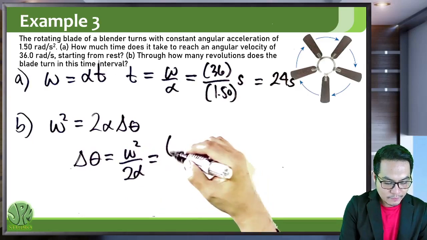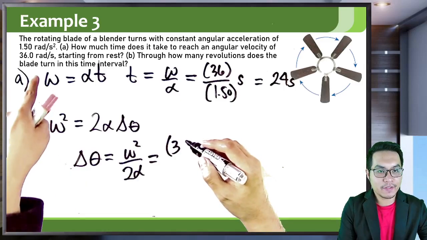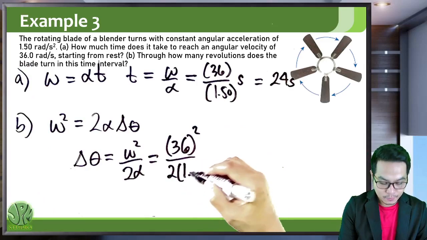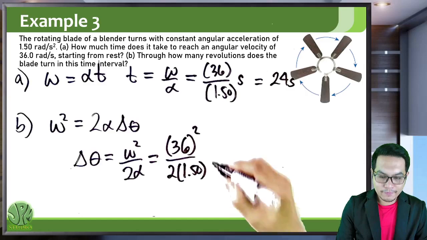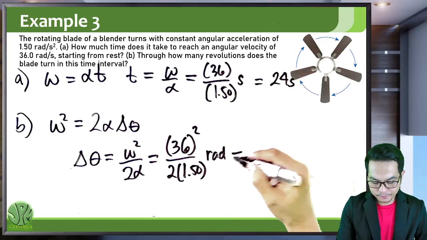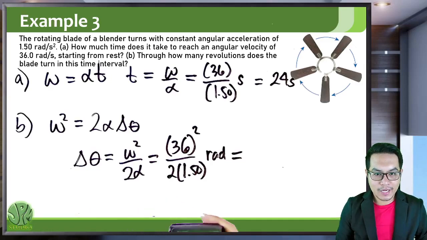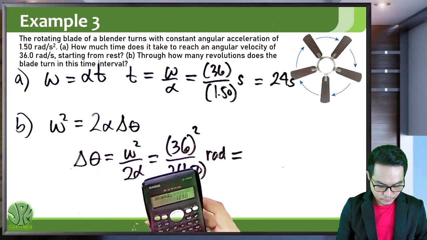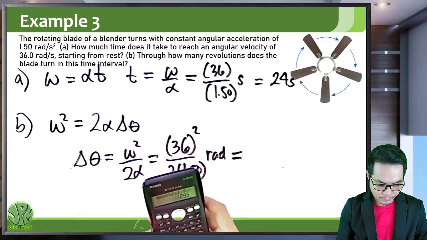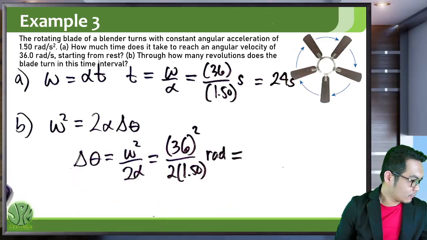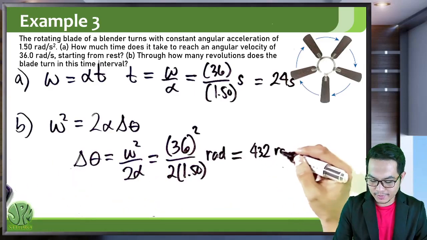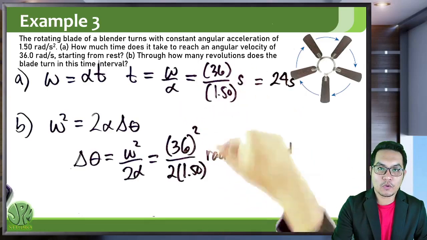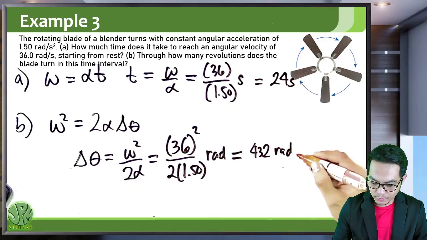So you take the final angular velocity, which is given as 36 radians per second. Square that, divided by 2 times alpha, which is 1.50 radians per second squared. The final unit should be radians. So you will have 36 squared divided by 2 times 1.5. You will get 432 radians. The problem asks for the unit called revolution, so you need to convert this into revolutions.